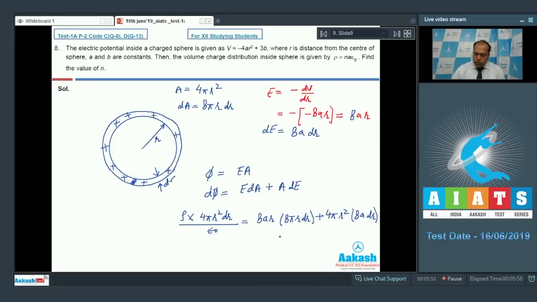If I solve this equation, the value of rho comes out to be 24A epsilon naught. So on comparison, the value of N comes out to be 24. So the correct answer for question number 8 is 24. Let's move to question number 9.